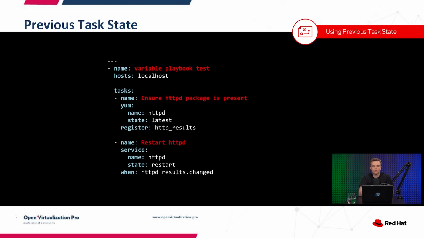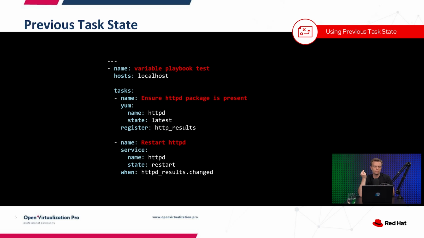Now, variables can also be recorded during the execution process for the task, let's say. So you can register the output of the previous task, and based on the previous task, you may proceed or not proceed with the other alternative tasks in your play. In my case here, I have the yum task. It has registered the HTTP results, if it's present or not, and we are restarting the HTTP server only if the previous task has changed.